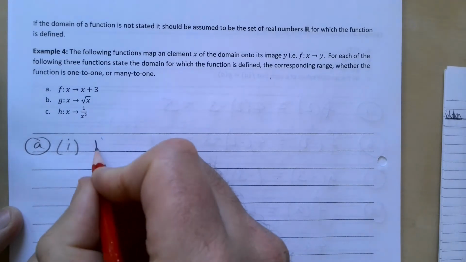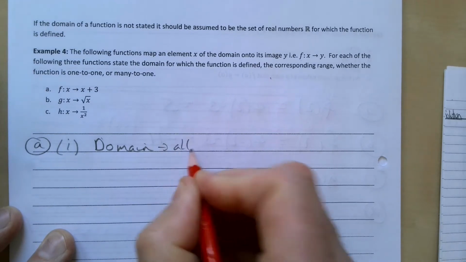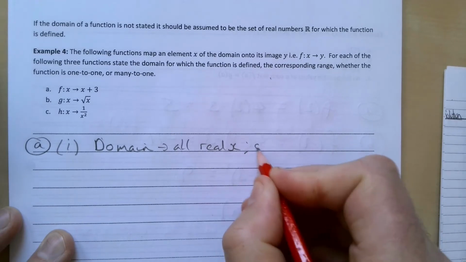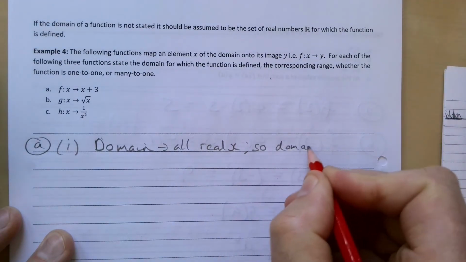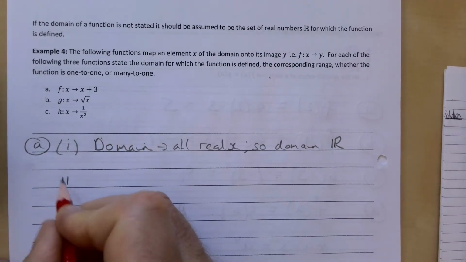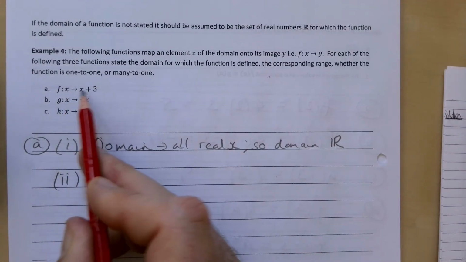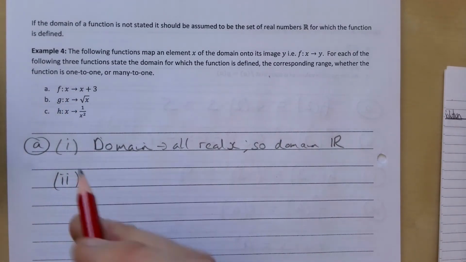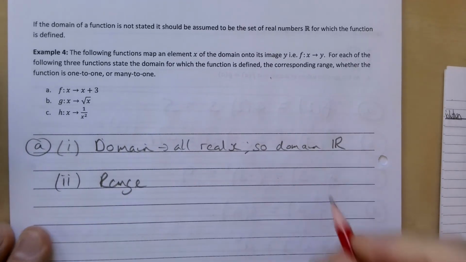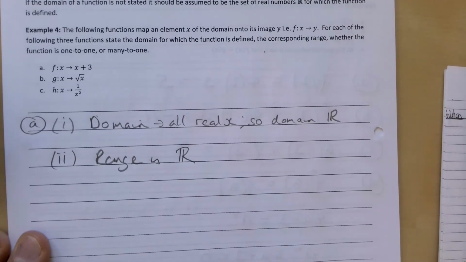So domain is all real x. Domain is written like this with my R. Part 2: if we put all the real numbers into this, what do we get out? It's pretty much the same again. So the range is all the real numbers.